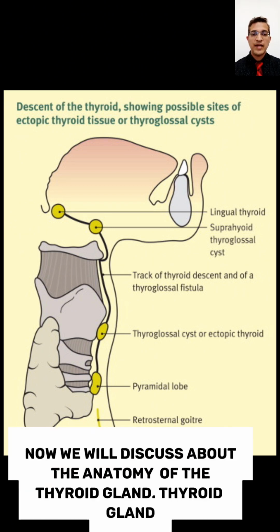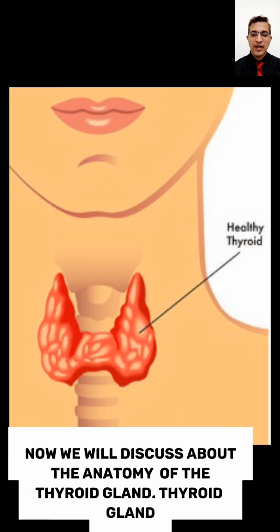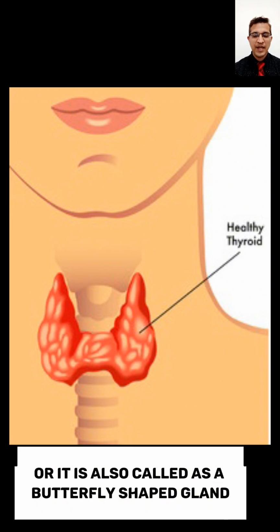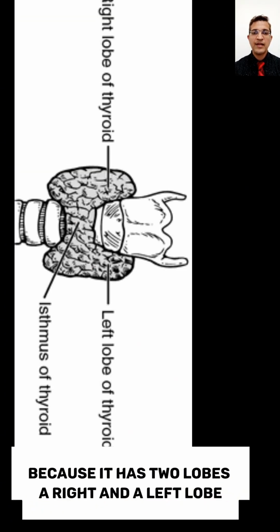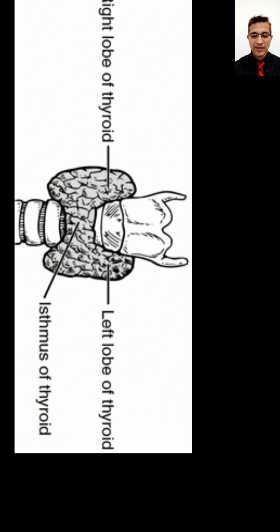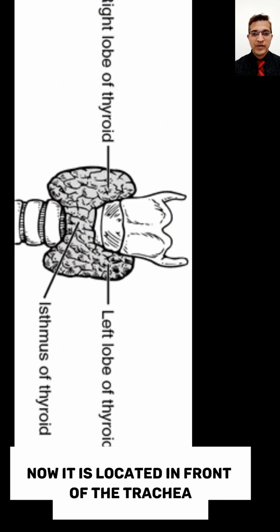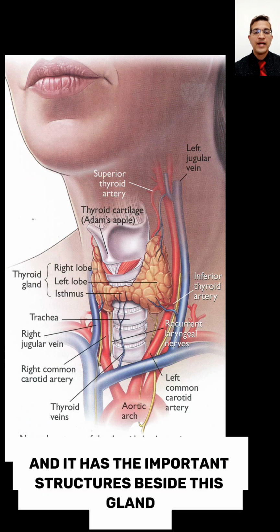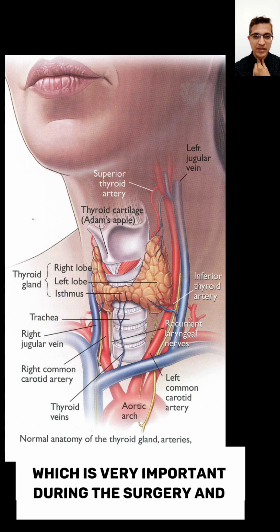Now we will discuss the anatomy of the thyroid gland. The thyroid gland is a bilobed gland, also called a butterfly shaped gland because it has two lobes, a right and a left lobe, connected to each other by the isthmus. It is located in front of the trachea, that is called the windpipe, and it has important structures beside this gland, which are very important during surgery.